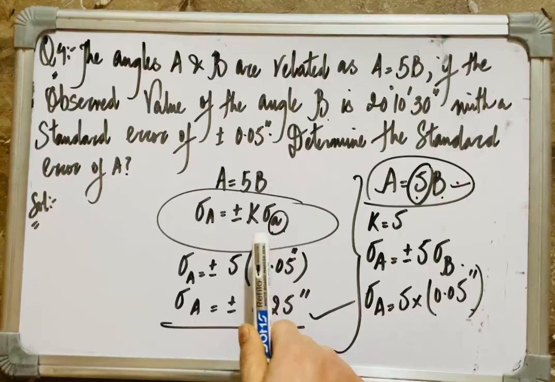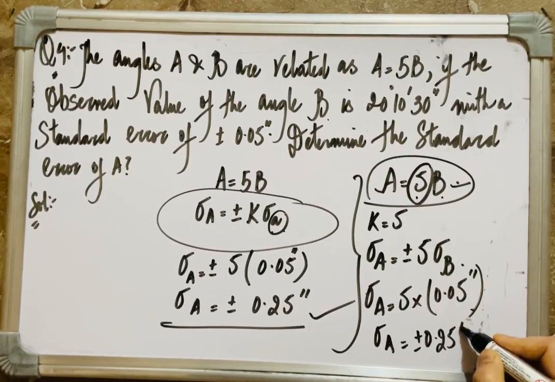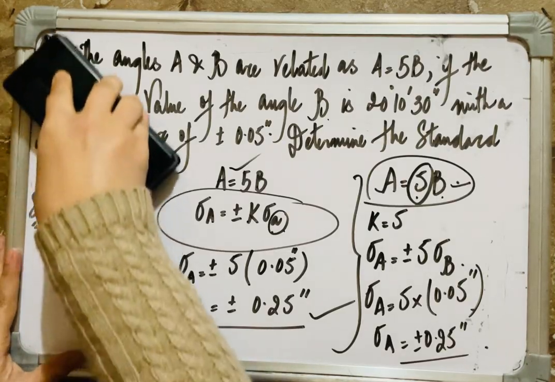So this was the general equation. That's why it was A and A. So please do not confuse yourself. It was the standard error and it came equivalent to plus minus 0.25 seconds. Once again, I am summarizing it for you: if a computed quantity is equal to an observed quantity multiplied by a constant k, then the standard error of the computed quantity is equal to the standard error of the observed quantity multiplied by the same constant k by which they are related, and k in this case was 5. All right, moving on, let's do the next question.